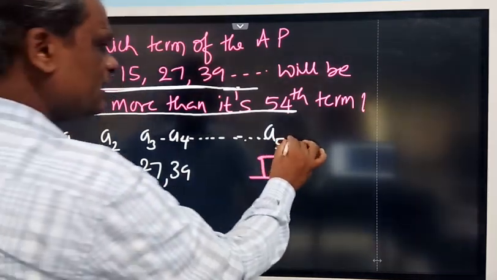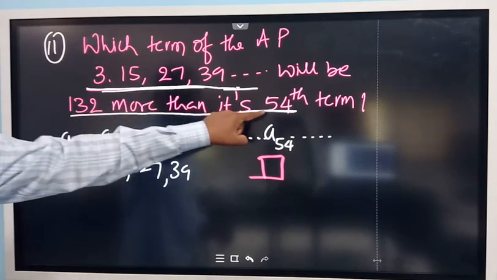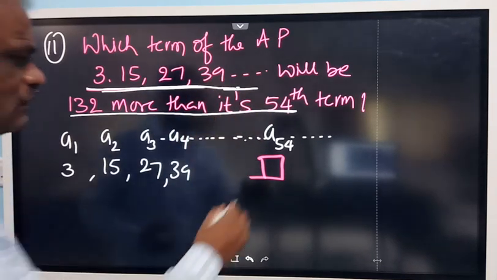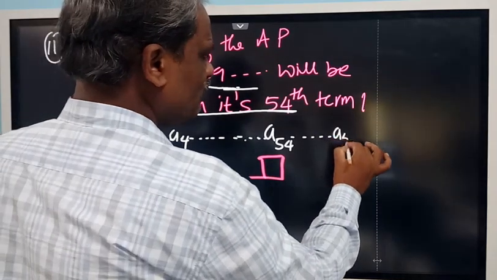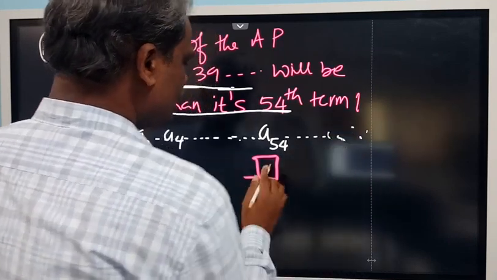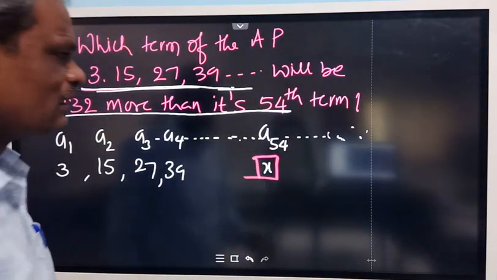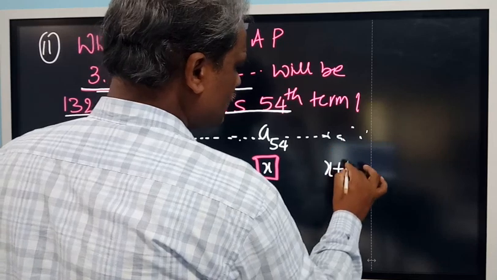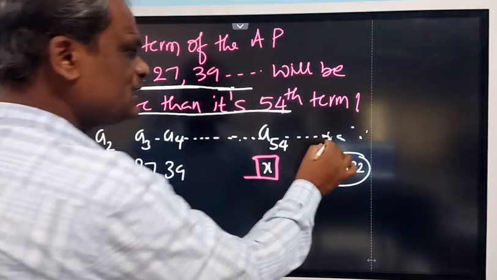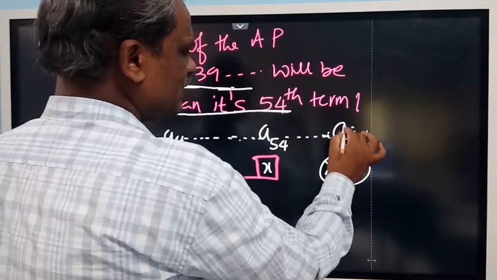Then you continue the AP. Which term will be 132 more than the 54th term? Whatever that 54th term is, you add 132 to it. Suppose the 54th term is, let us say, X. Then somewhere you will get X plus 132. So which term of this AP will be X plus 132? We need to find this. Let us assume that it is An.